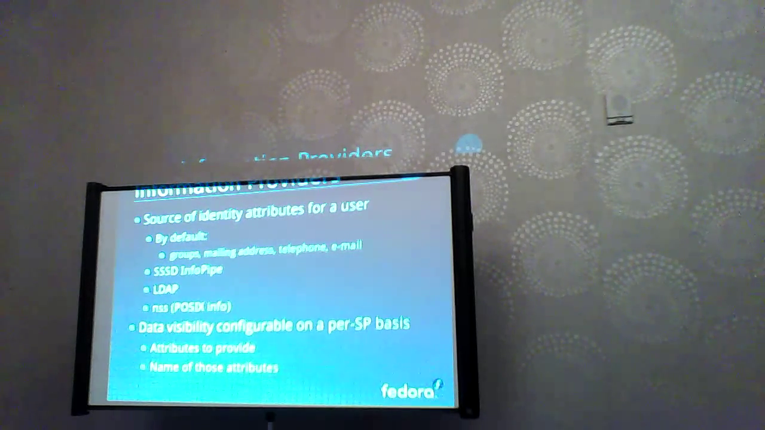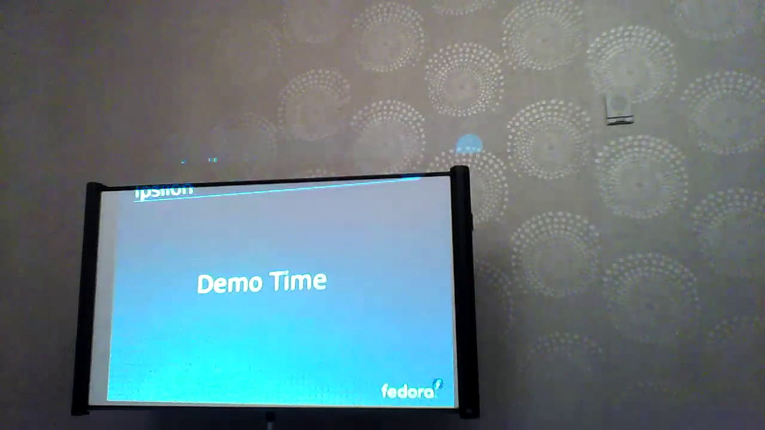That's about it. And I mentioned before, you can configure data visibility. So if you have a service provider and you don't want it to know people's addresses, you can limit it to, let's say, name only or name and email. Or some providers, there are interoperability differences between SAML providers and OpenID providers. Some might want email as the email address, and some might want mail as the email address. And so you can do mapping of attribute names.